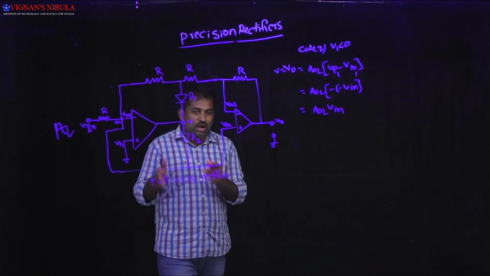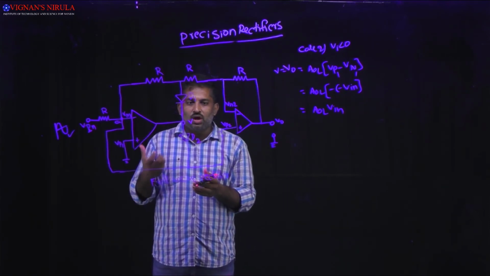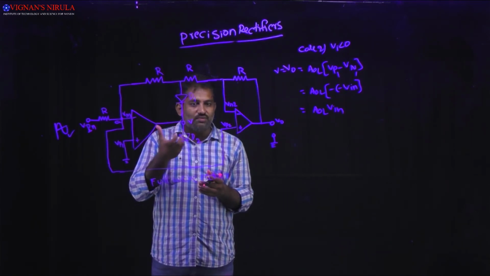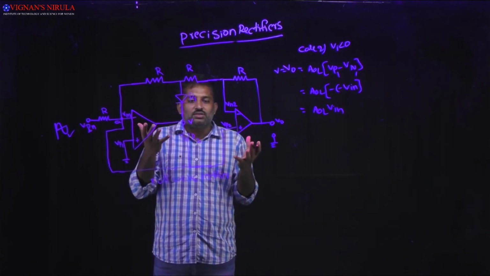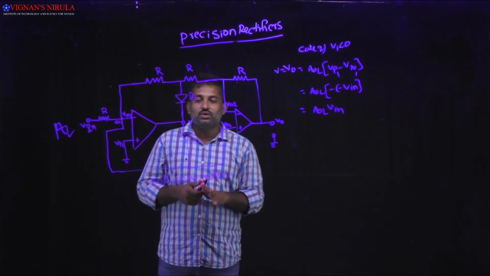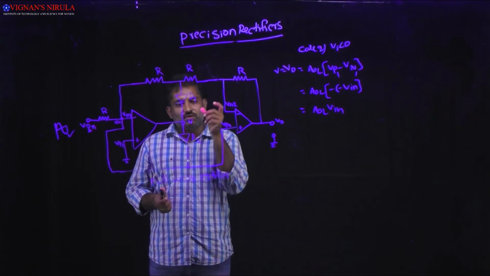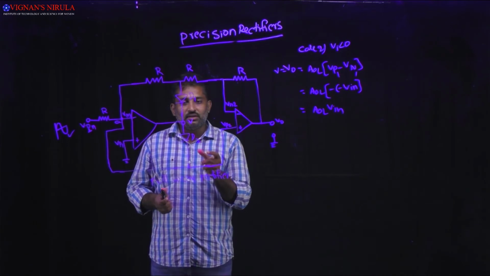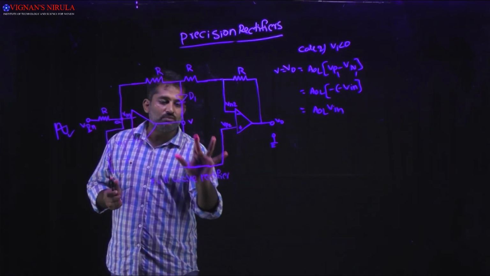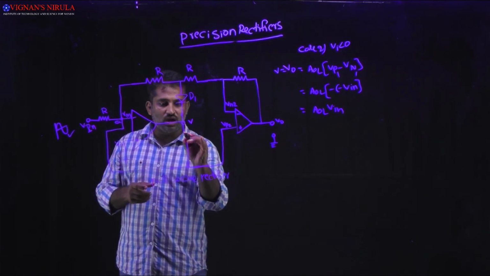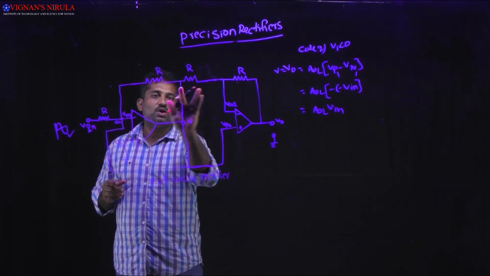That means when you apply Vi less than 0, the output of the op-amp A1 will be a large positive value. Because of this large positive value, diode D2 will be forward biased and diode D1 will be reverse biased. Then diode D2 acts as a closed switch. Now it becomes a closed switch, and diode D1 will be reverse biased and acts as an open switch.